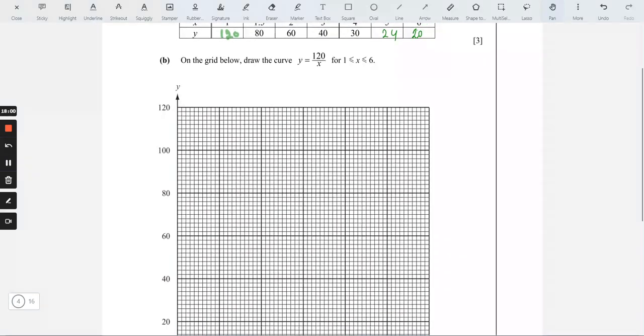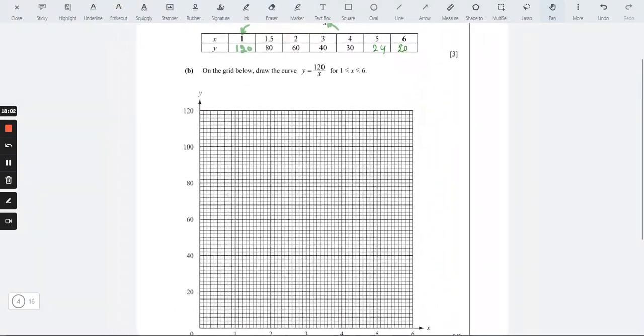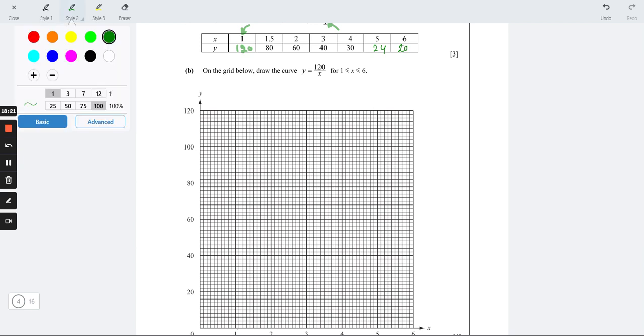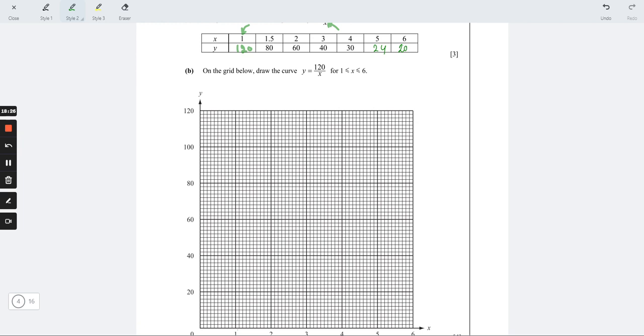Okay, so here we will draw it together now. The first point: from 1 to 6, this is 1 here on the x-axis. Up is 120. So the point will be here. Now 1.5 and 80.